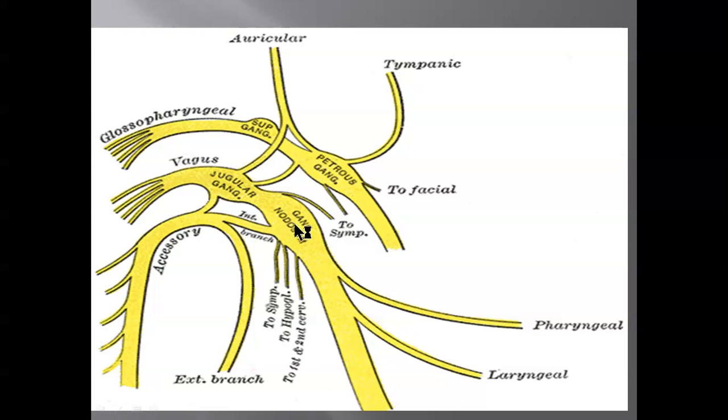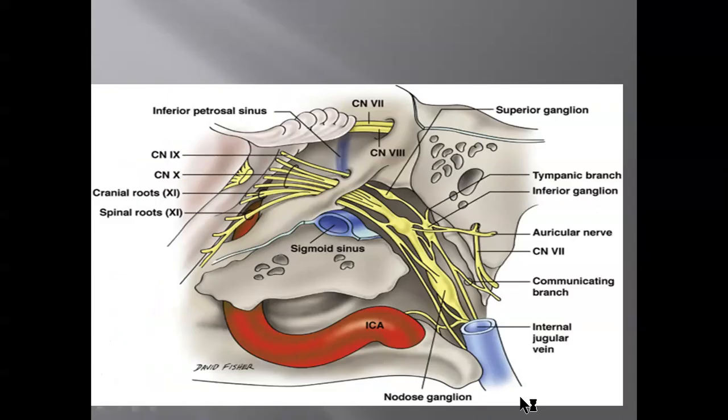The internal branch goes inside the ganglion nodosum of the inferior ganglion of the vagus nerve, and the external branch goes to your sternocleidomastoid muscle and your trapezius muscle to innervate them. Whereas the internal branch, along with the vagus nerve, gives pharyngeal branches and laryngeal branches. This will go towards the pharynx, and this will innervate the larynx. So yes, let's go to the next slide.